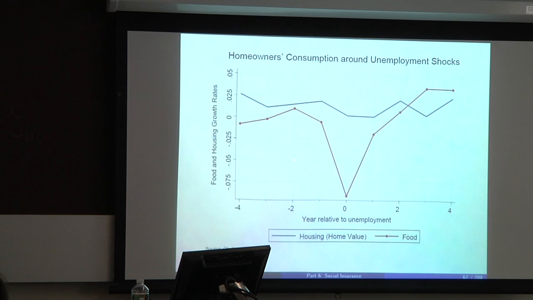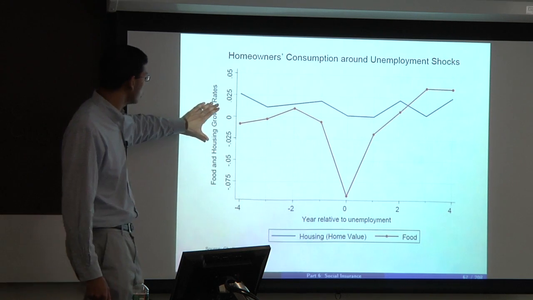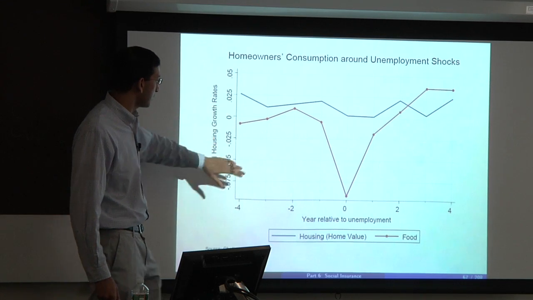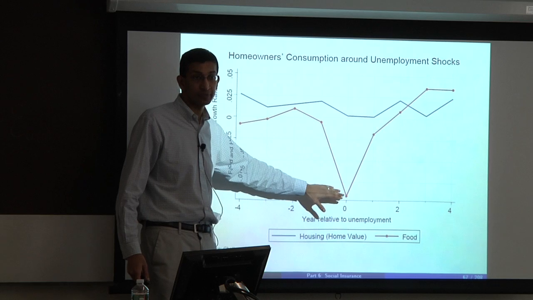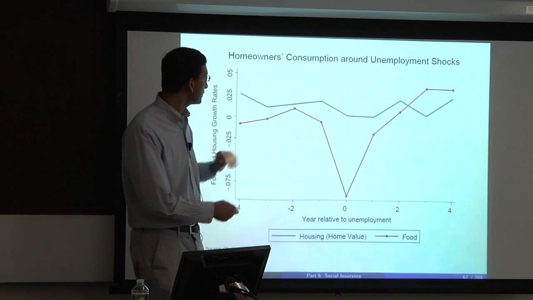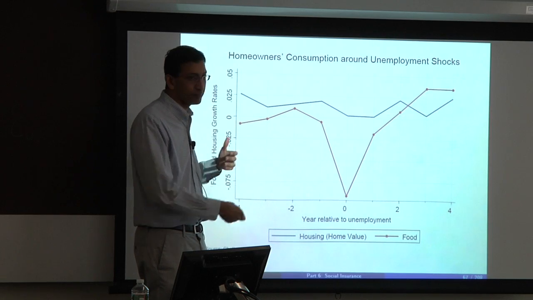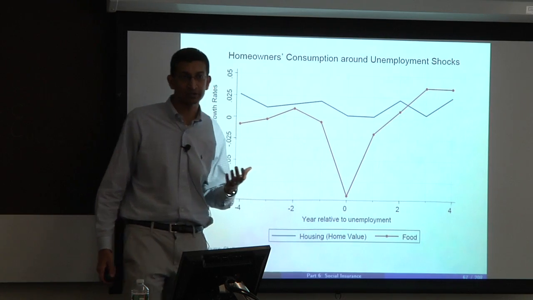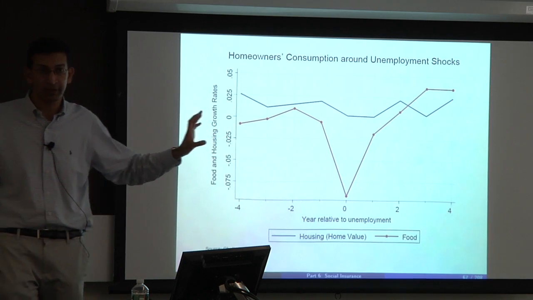So in the year of the unemployment shock, this is plotting food and housing consumption growth rates. In the year of the unemployment shock, there's a sharp dip in food consumption. But if you look at housing consumption, it's a bit noisy, but it's relatively flat compared to food consumption. And this is drawn for homeowners, okay?